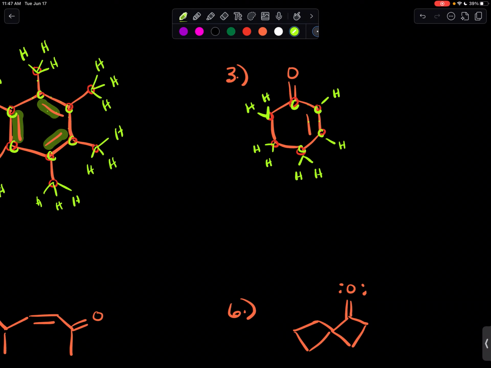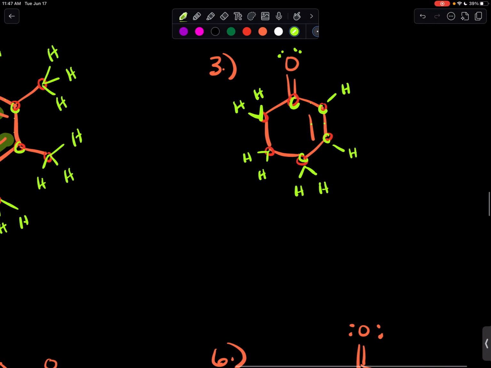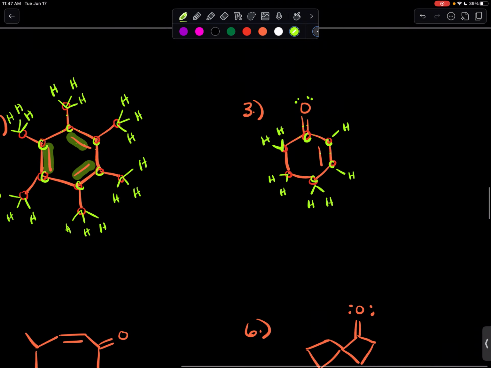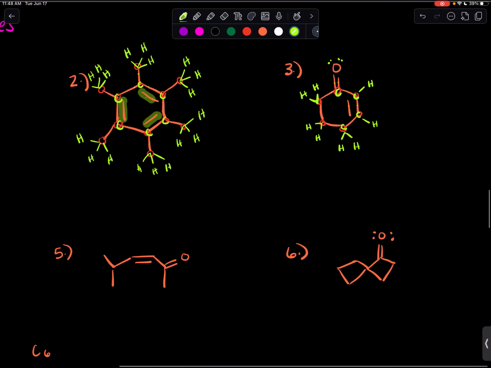What about this carbon down here? Carbon double bonded to an oxygen. Forget the lone pairs. It already has 4 valence electrons. So 1, 2, 3, 4, 5, 6, 7, 8. So that's happy. No more hydrogens.